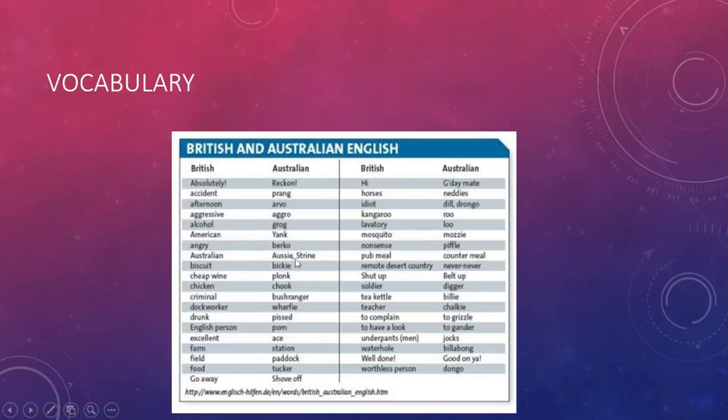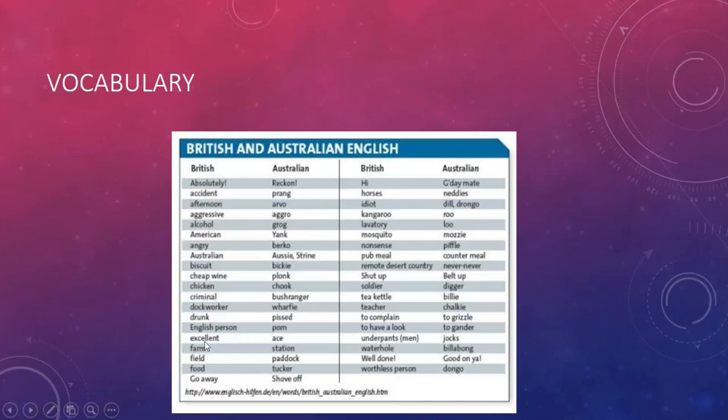Australian is Aussie or strine. Biscuit is a bicky in Australia. Cheap wine is called plonk in Australia. Chicken is called chook. I watch MasterChef Australia, and they always call it chook. Initially I thought it was an entirely different bird. Again, criminal is a bush ranger. Dock worker is a wharfie. Drunk means pissed. English person is called a pommy.